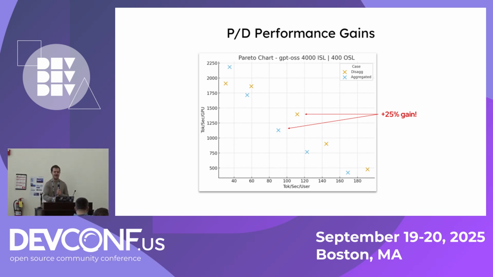And what we can see is that the PD disaggregation improves the latency, the number of tokens per second per user, by about 25% in comparison to the aggregated setup. And so you can see that using these techniques, where we exploit the properties of the KV cache, allows us to improve the overall performance of the system.